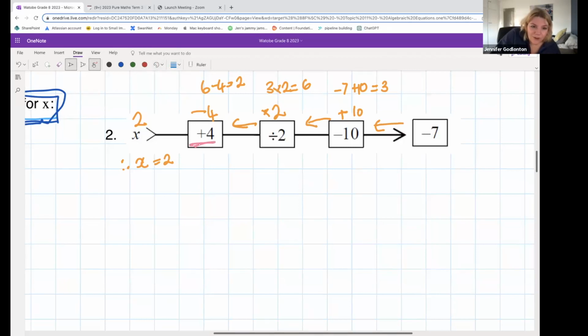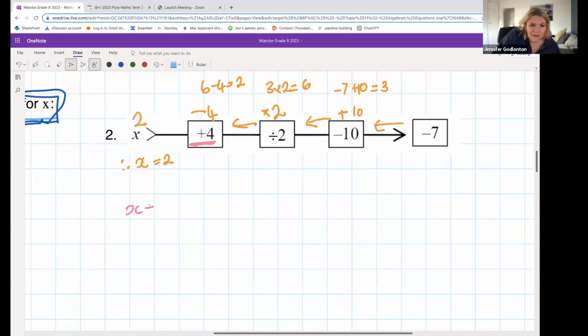What is the very first thing that is happening to x? What am I first doing to x? I saw some of you were saying multiplied by 4, but just be careful. What's happening in that first box? Am I timesing by 4? Good, perfect. Okay, so the very first thing that happened to x is that I added 4.